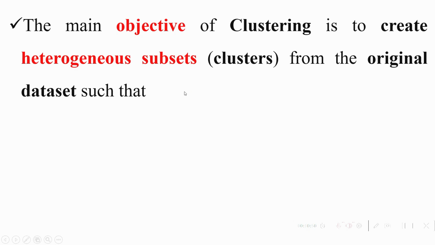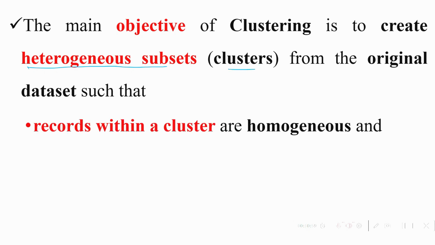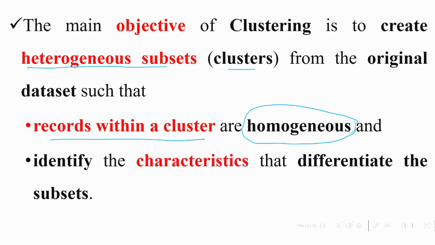The main objective of clustering is to create heterogeneous subsets, simply called clusters, from the original data set, such that records within the clusters are homogeneous. What is the meaning of homogeneous? They have similar behaviors. Identify the characteristics that differentiate the subsets. Simply, this process is called clustering.